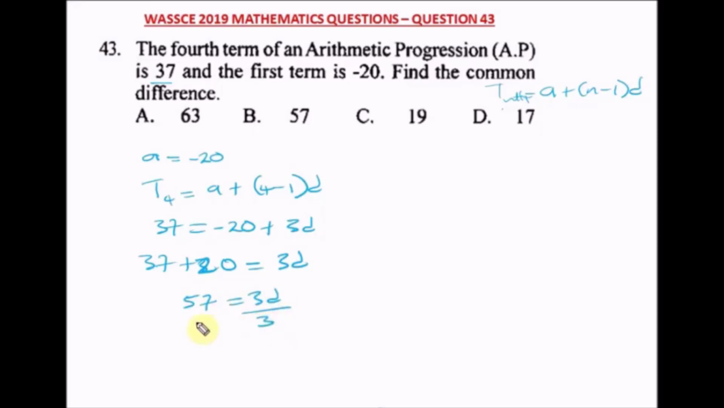To get our d, we divide both sides by 3. This will cancel out. How many times will 3 go in 57? That will go in 19 times. So d is equal to 19. So our common difference is 19, and our right option is option C.